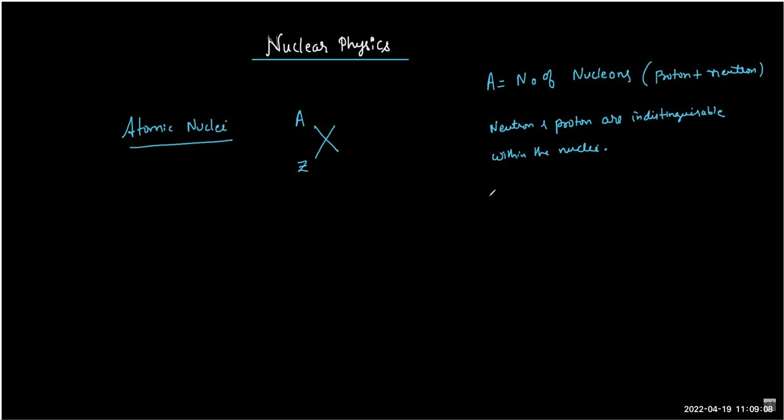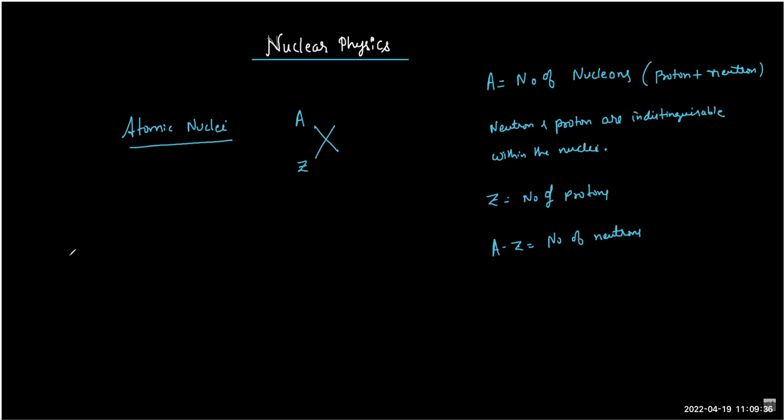And Z is called the number of protons. So A minus Z is nothing but the number of neutrons. Okay. So every atomic nucleus you can represent like this.